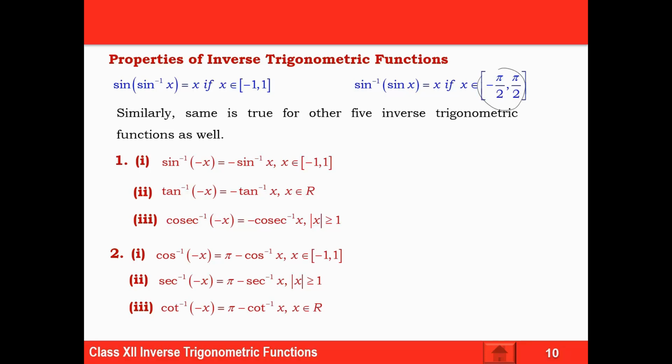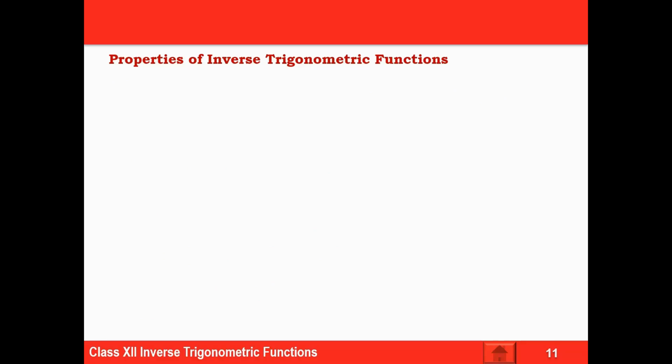Suppose there is a question, evaluate cos inverse of minus root 3 by 2. So what we have to do, first change this into pi minus cos inverse root 3 by 2. Now the value of cos is root 3 by 2 at the angle pi by 6. So the answer is pi minus pi by 6, which is 5 pi by 6. In this way you can solve the questions based on these properties.